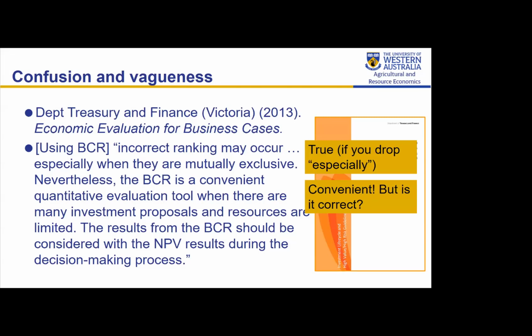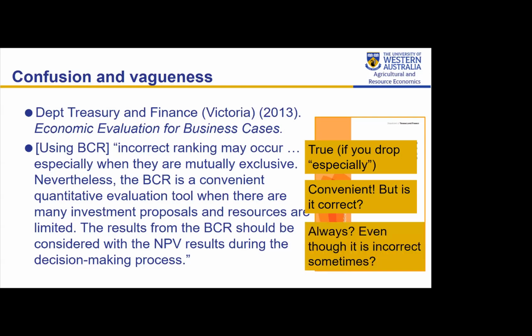The second bit is, nevertheless, the benefit cost ratio is a convenient quantitative evaluation tool when there are many investment proposals and resources are limited. They're sort of on the right track there, but convenient? Do we care about convenient? Not really. We want to be right. I don't care that it's convenient. I want it to be correct. So that's sort of a bit confusing.